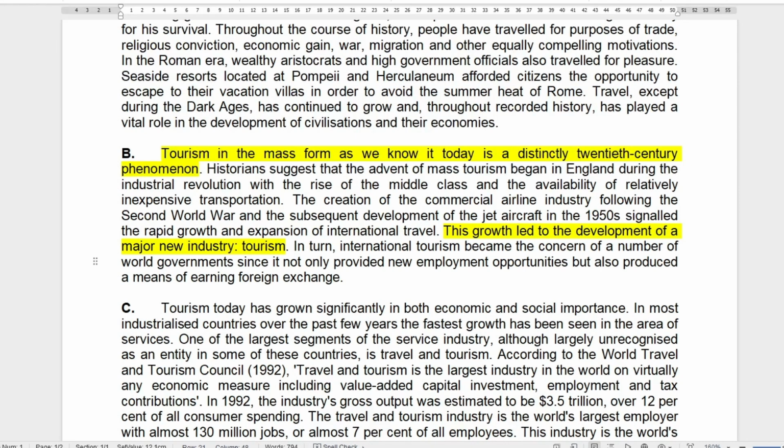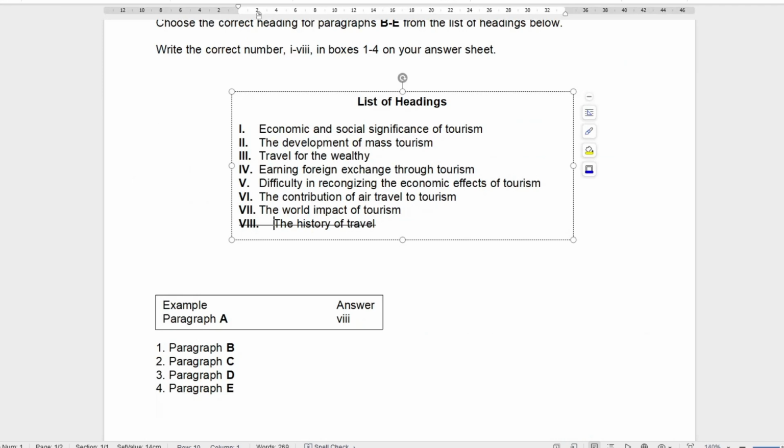So some sort of mass tourism. But let's see, economic and social significance of tourism. No, we don't have anything about that significance yet. Importance, the development of mass tourism. I guess that's number 2 as far as I can say. Travel for the wealthy, no. Earning foreign exchange through tourism, difficulty in recognizing the economic effects of tourism, the contribution of air travel, no.